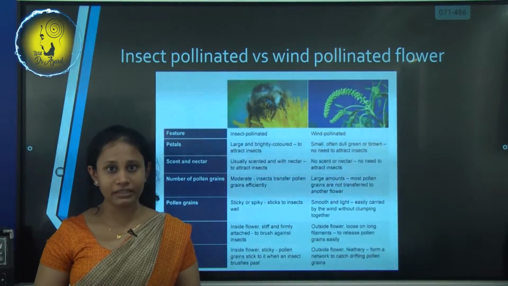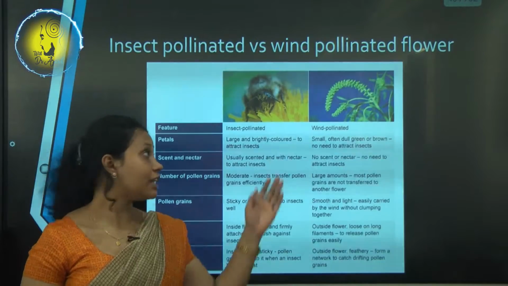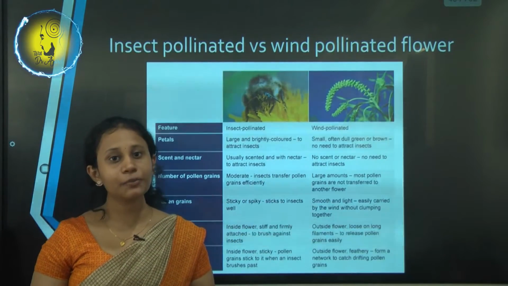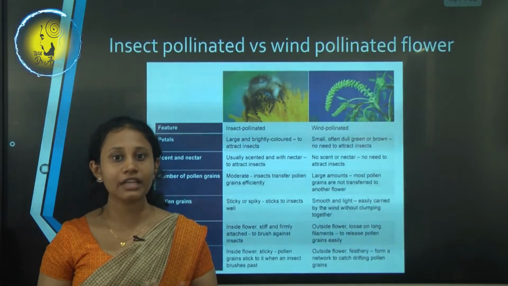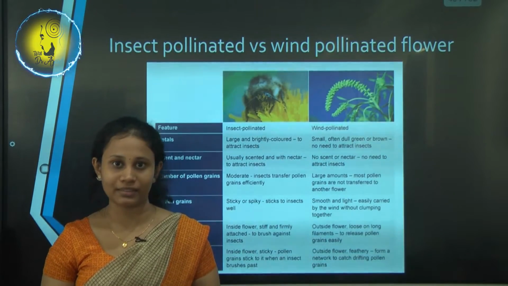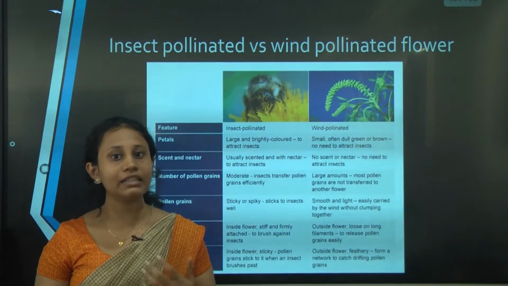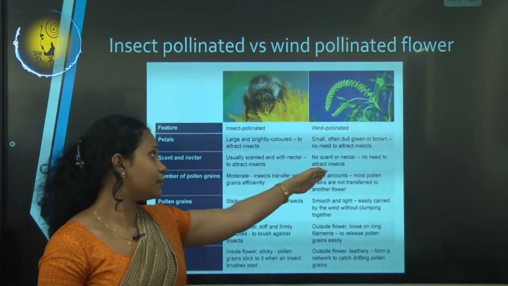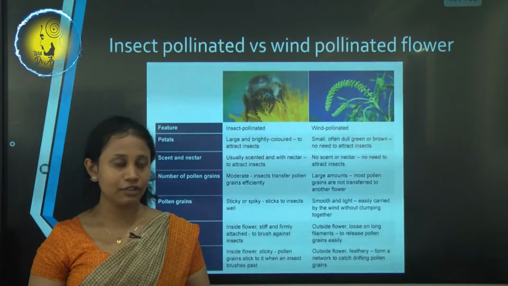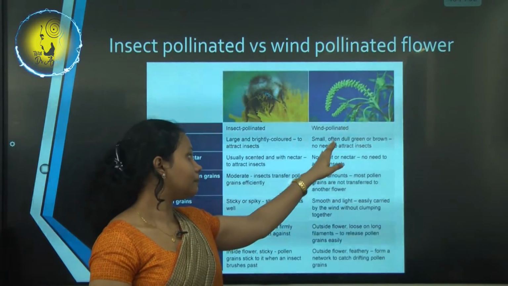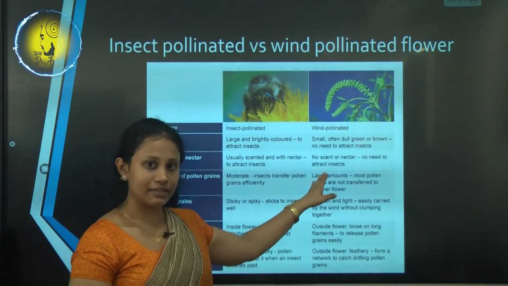According to the pollination methods, we can divide the flowers into two categories: insect pollinated flower and wind pollinated flower. Insect pollinated flower is intended to attract the insects. Therefore, it should have very bright and large petals, and it contains nectar and scents to attract the insects. But these features are absent in the wind pollinated flower because its intention is not to attract the insects. So they have very dull color petals and small petals, and they don't have any nectars or scents.